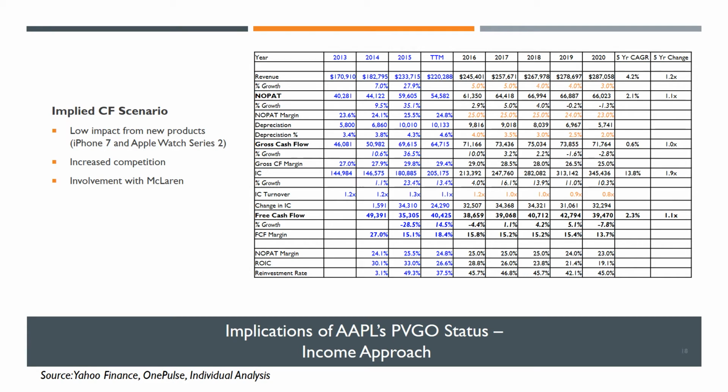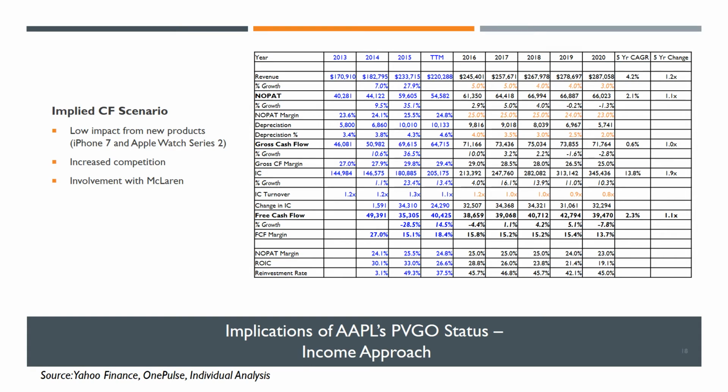For the projections, I say that there is going to be low impact from Apple's new products, the iPhone 7 and Apple Watch Series 2. I don't believe they're going to add too much in the beginning, with incremental add-ons later into the future. I believe competition will start to come in. There's going to be some effect, but not too crazy of an effect, as you can see in the margins I've projected out, not too much of an add-on. And also this involvement with McLaren, the Formula Racing company out in Europe. I don't know too much about it, but let's just say that they're getting involved, but not too much.